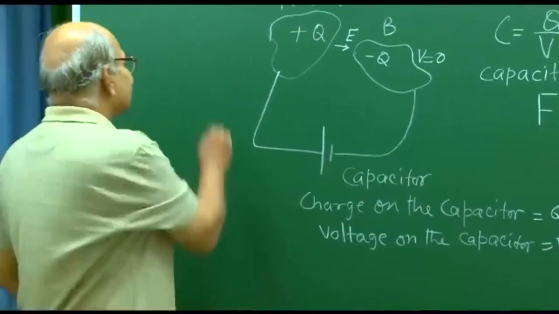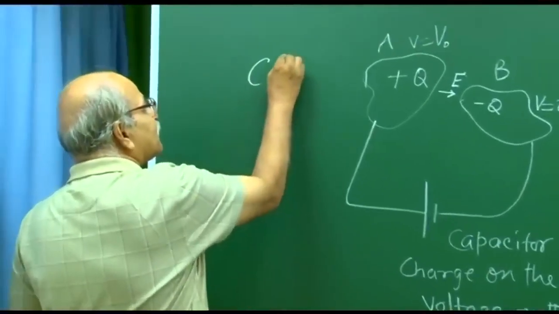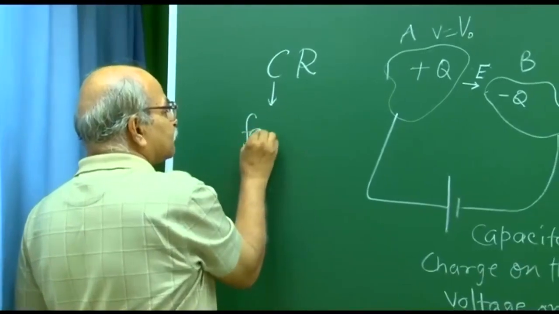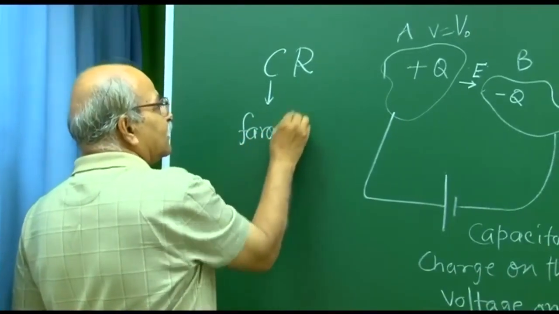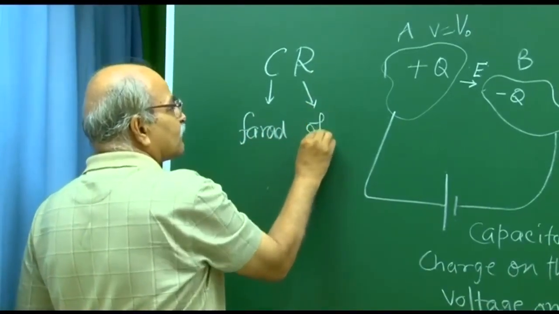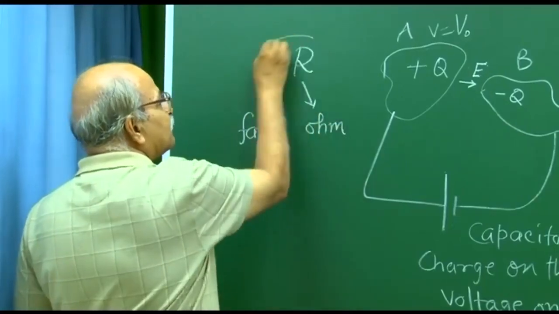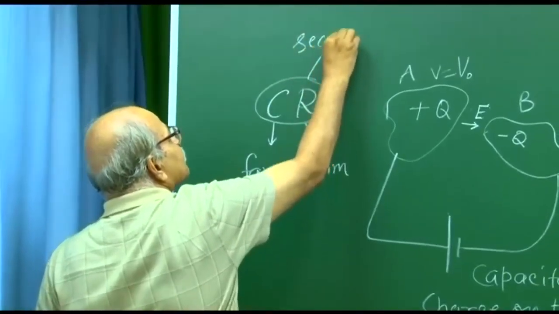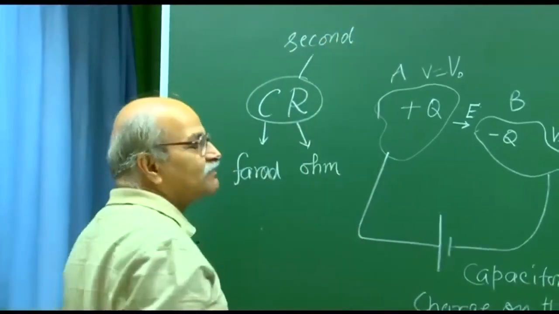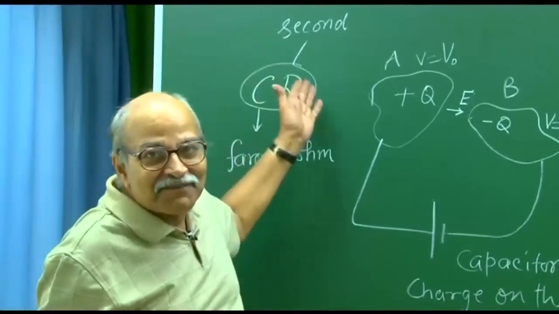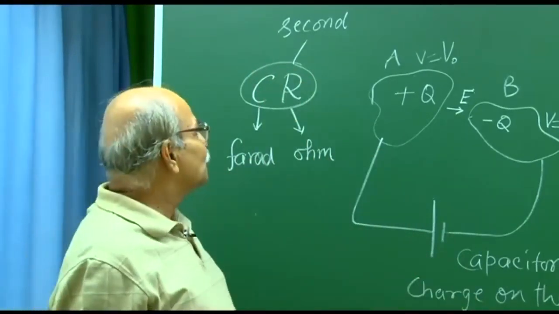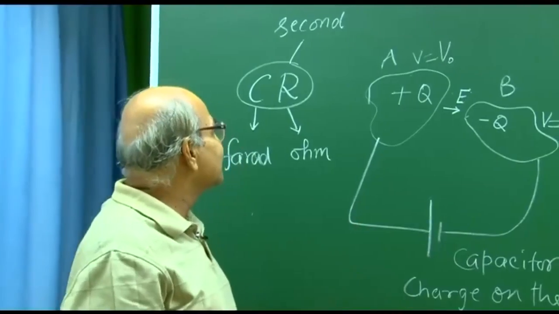So the factor which governs this rate of discharging is the product of capacitance and resistance, C into R. The capacitance multiplied by resistance. If you take this in farad and this in ohm, this product will be in seconds. It has dimensions of time. So this product will decide how much time it is going to discharge significantly.